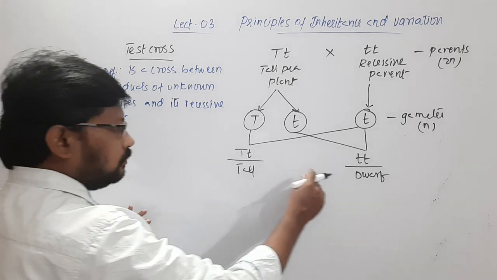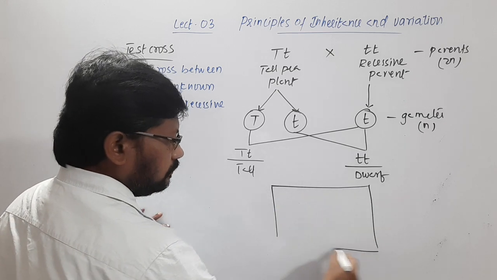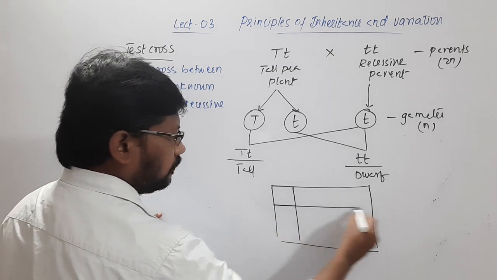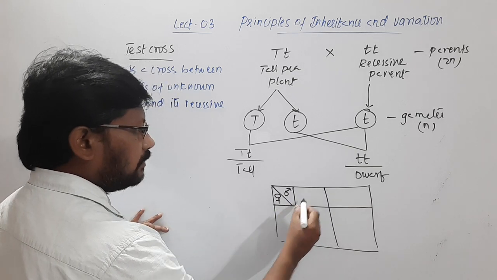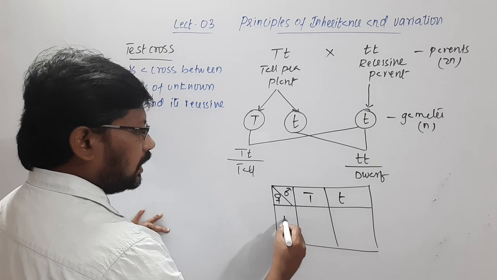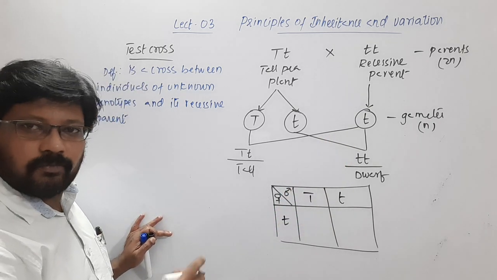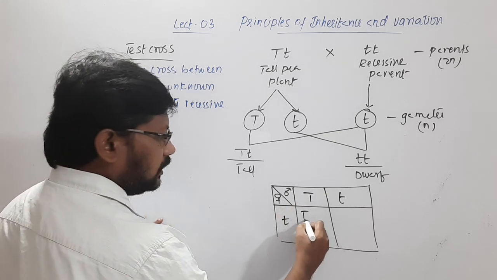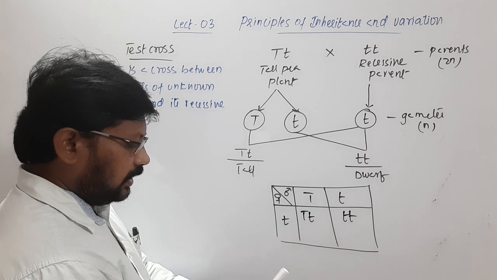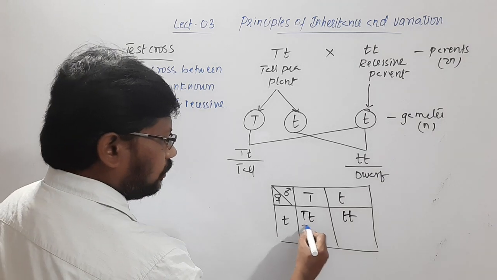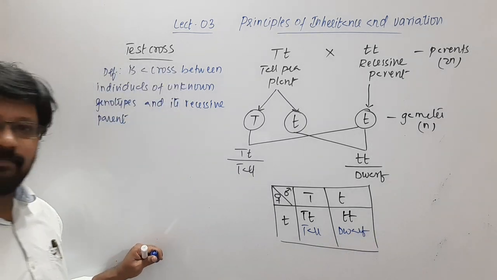So let's put it in the Punnett square here. Male gametes and female gametes. Capital T, small t, and here we have only one type of gamete from one of the parents. So here capital T small t, and small t small t. This will be the tall, and this will be dwarf.